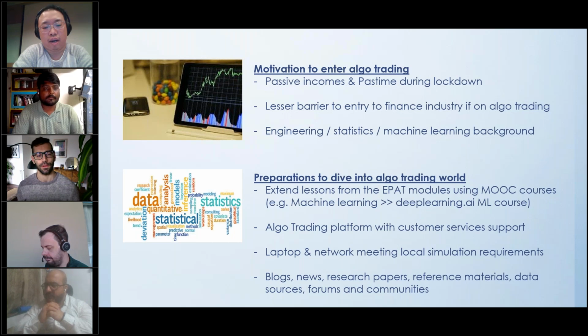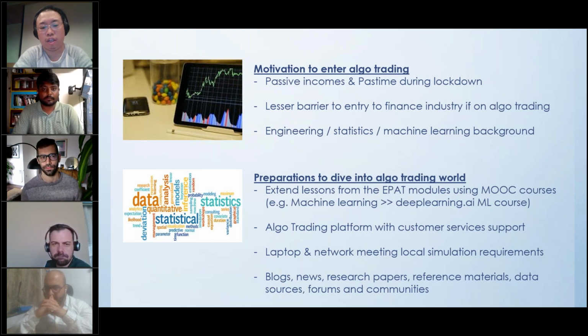There are different algo trading platforms currently available, but for myself, I was looking for a starting point for my pastime. So I just use Blueshift, provided by QuantInsti, with a good level of customer service support. There are also a lot of opportunities to learn and dive deeper through news and blogs on quant trading strategies, reference materials, books, forums, or communities like the alumni community in here. That would definitely help.